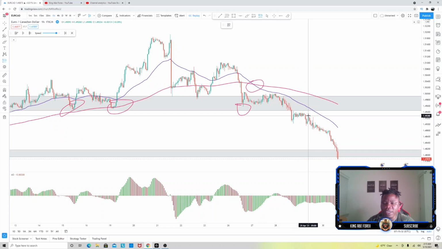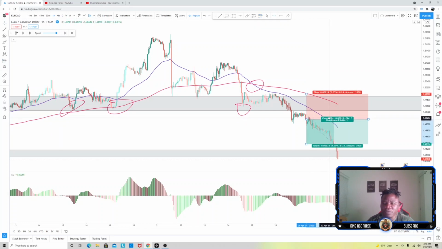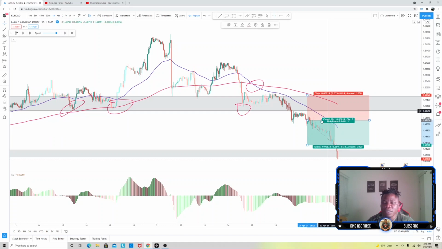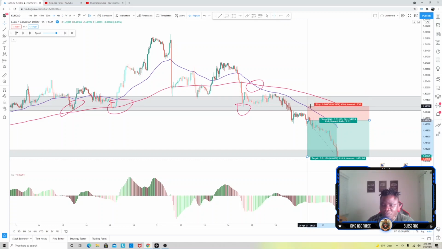Now we got in right over here at this candle, and we got our TP, smash, right over here for 118 pips, and we would have set our stop loss right over here, right above the 50 EMA, say for 40 pips, right over there. And we got our take profit for 118 pips. We got our risk to reward ratio 2 to 9.